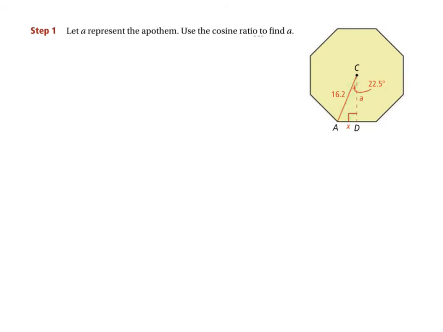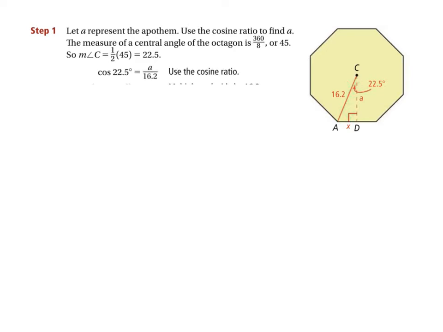So let A represent the apothem, and we're going to use cosine to find A. Why cosine? Well, first let's watch what we know. We know that the central angle is 360 degrees divided by the number of sides, or 45 degrees. Now, the measure of angle C up here is going to be half of that, because when we drop the apothem, it cuts it in half, and it cuts the side length in half as well. We don't yet know what the side length is, but we know that this angle is 22.5.